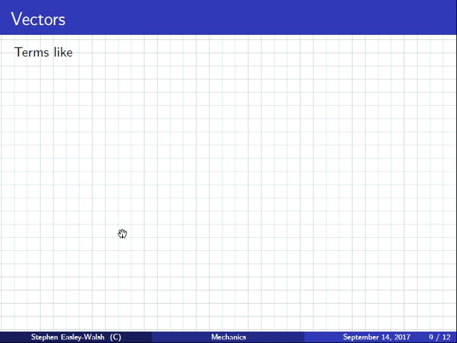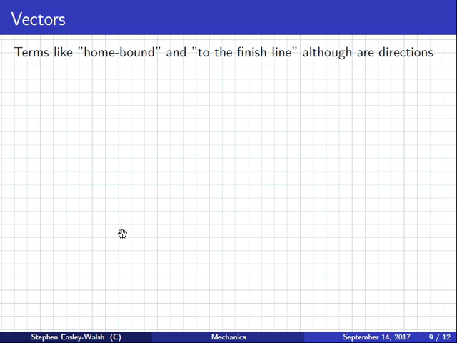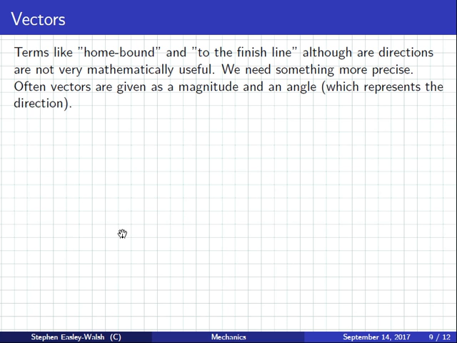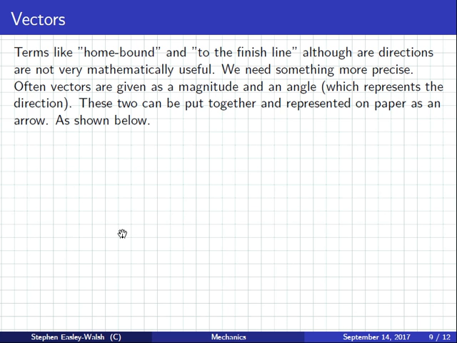Okay, terms like homebound and to the finish line, they're directions, but they're not formal mathematical directions. So we need something a bit more precise. We can't do our physics like this. We need a better way to do our physics. So often we represent vectors with a magnitude and an angle by using arrows, as shown below.